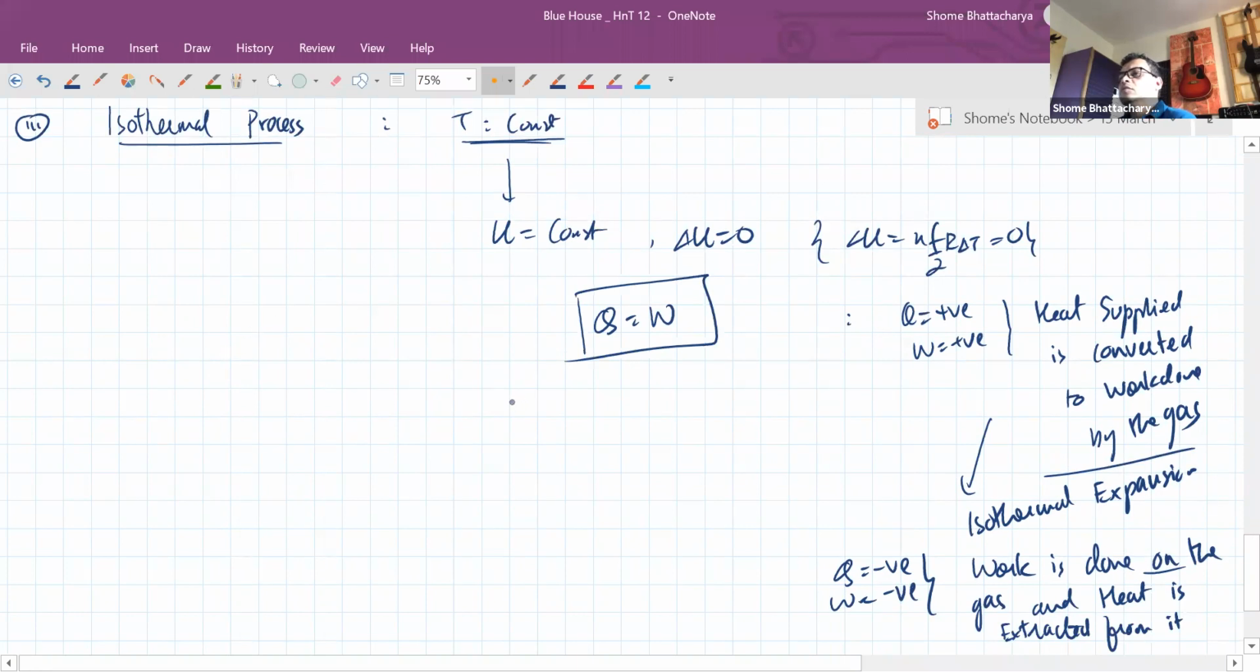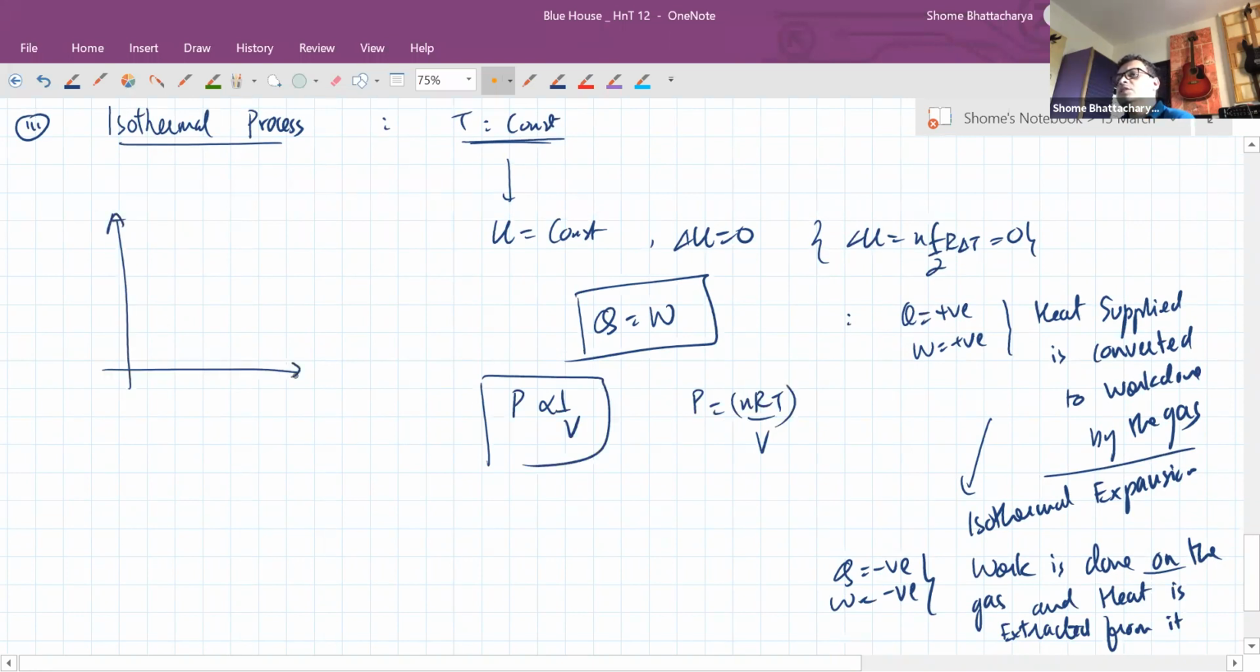Now P becomes inversely proportional to V, because this is constant. Okay. So the isothermal process in a PV graph looks like a hyperbolic kind of curve. So this is what we call an isotherm. P is inversely proportional to V.